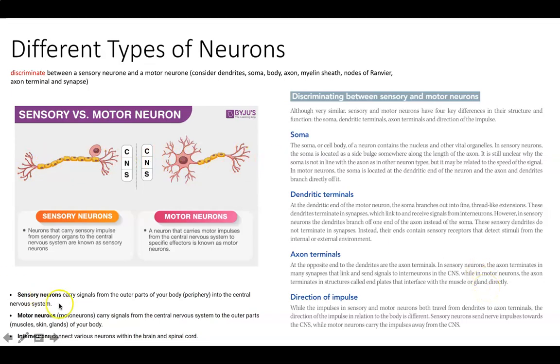Cool. So lastly, interneurons. They connect various neurons within the brain and spinal cord. They're not necessarily going from the senses to the CNS or from the CNS to the effectors, but they're in that in-between range of getting that message passed up from the spine to the brain and from the brain to the spine and then back out again. That is why they are called interneurons. I'll speak about nodes of Ranvier shortly.